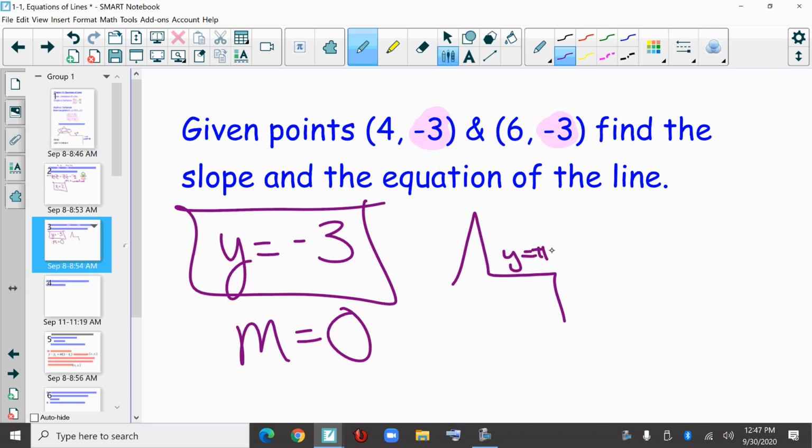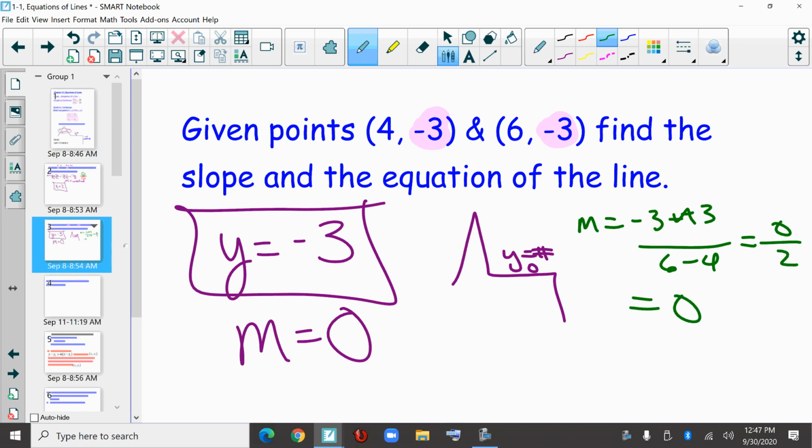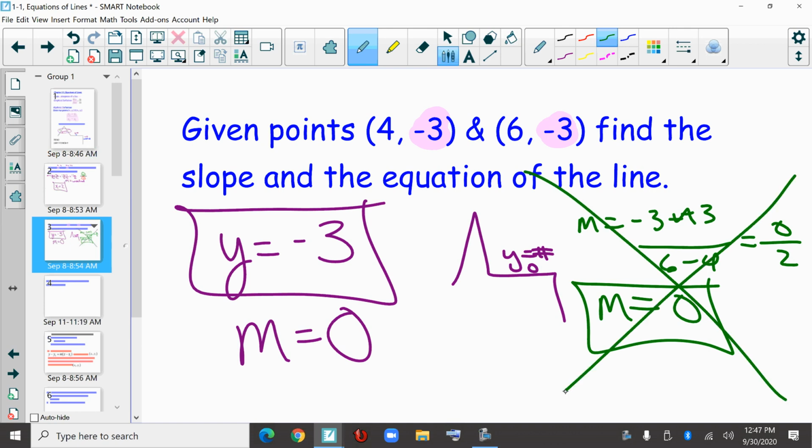When it's y equals a number, that means your slope is 0. This is where your pre-calculus brain should go. Some of you are still in your geometry brain, and you're going to be saying, okay, -3 minus -3 over 6 minus 4, 0 over 2, 0 on the top is allowed, so 0 is my slope, and then you're going to try to find the equation of the line. You should not have to do any of this. You should be able to go straight to y equals -3. So that is the quick shortcut way.